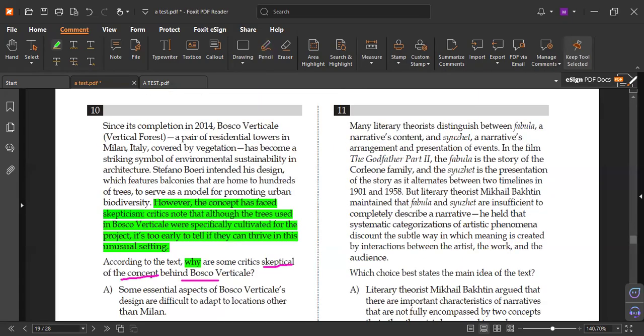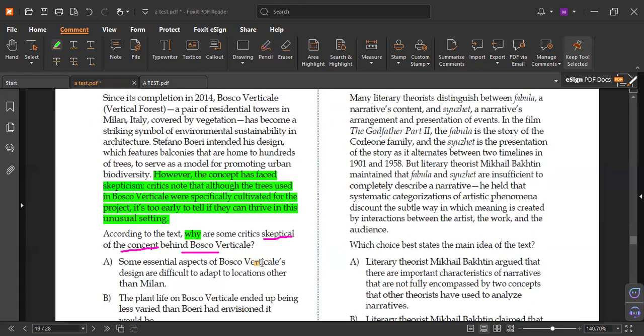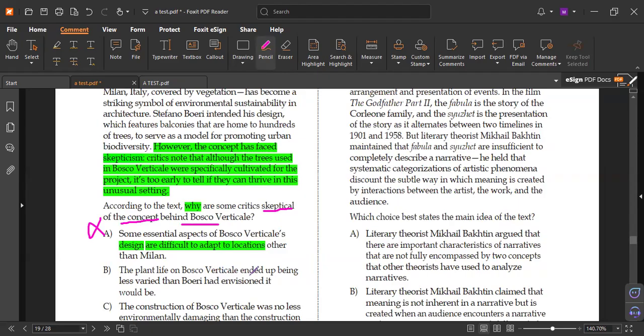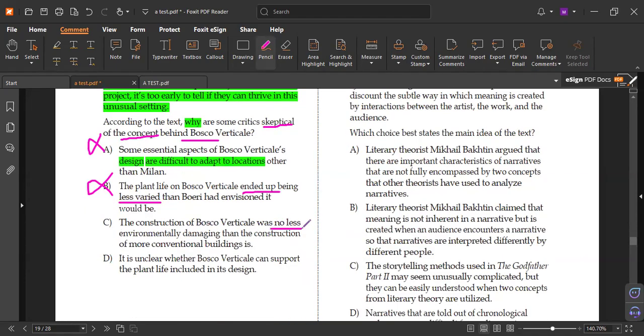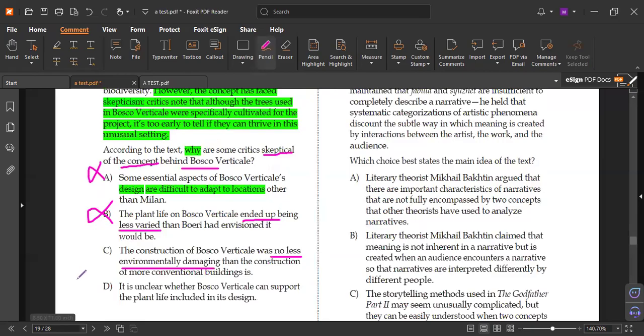That's it. When you look for it, let's find it. Some essential aspects of design are difficult to adapt to, as mentioned here. It is used where specifically activated for. It's too early to tell. He didn't mention that. Did he mention anything about this part? No, so it is wrong. Again, the plant life ended up being less varied. Did it mention that? No, B is wrong. The construction was no less environmentally damaging than the construction. Is it mentioned there? Wrong.